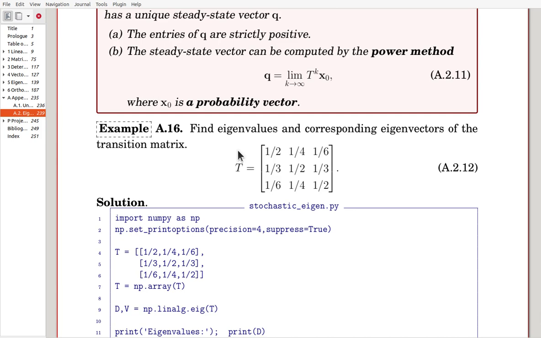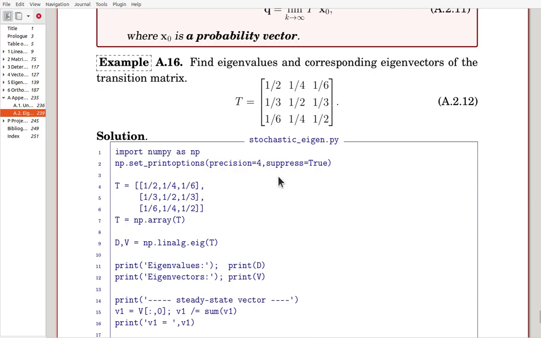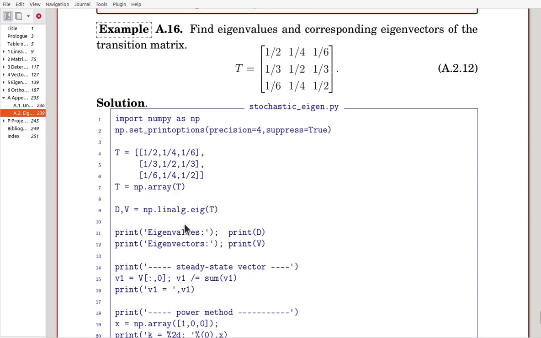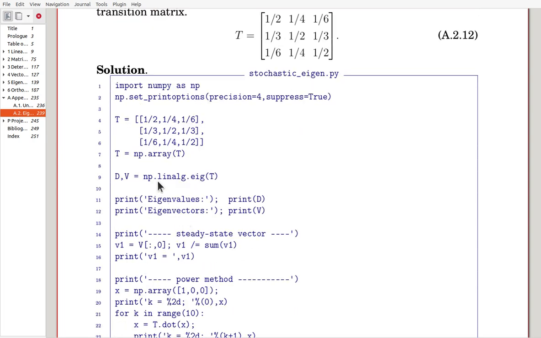Find the eigenvalues and corresponding eigenvectors of the transition matrix. For each column, the sum is 1. Now, we implement a Python program by using numpy. We make a matrix T here, exactly as we defined, and by using the linear algebra eig function, we find the eigenvalues and eigenvectors. So we print out and we'll see the result.